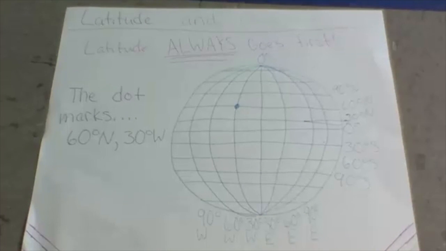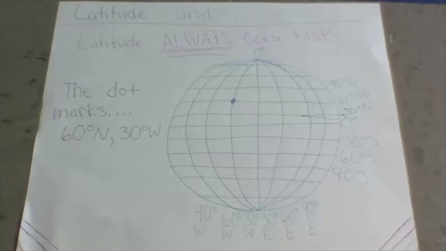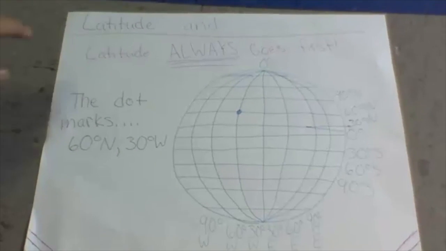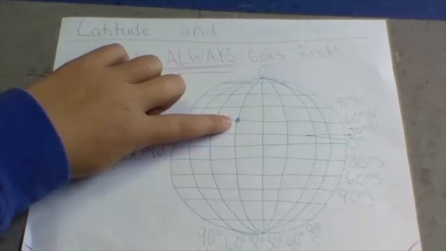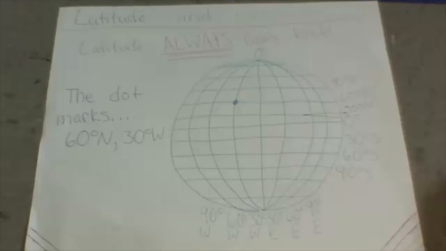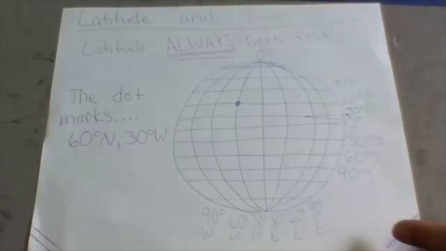Latitude and longitude lines together look like this. The dot marks 60 degrees north latitude and 30 degrees west longitude. Latitude always goes first.